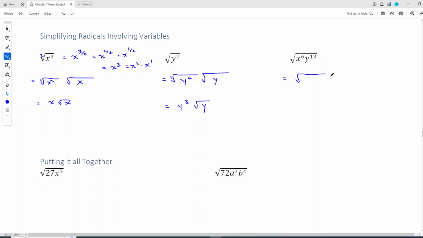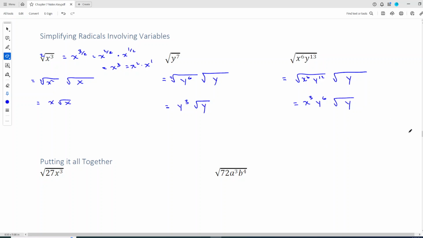It's got 2 letters, so I just wanted you to do it twice with 2 different letters. For this one, the 6 is even, so it's going to come all out. I don't have to put something in this bracket. And for this one, I'm going to do y to the 12, and be left with y. So the square root of x to the 6 is x cubed, because I divided the exponent by 2. And the square root of y to the 12 is 12 divided by 2, which is 6. I took the hat off because I took the square root, and then I'm left with root y.